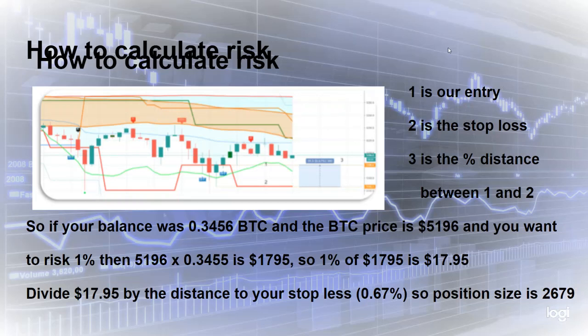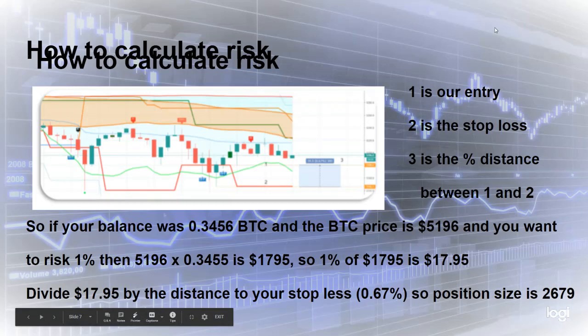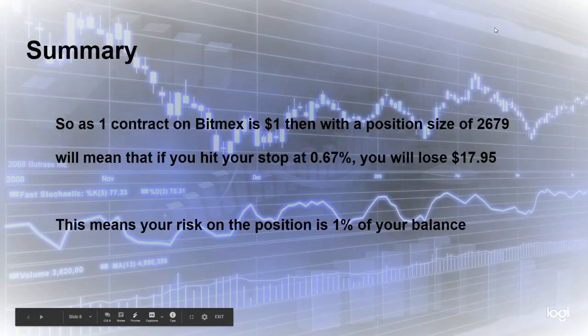So if you divide $17.95 by 0.0067, you get $2,679. That would be the contract size that you'll trade on Bitmex. One contract is $1, so $2,679 is the position size you will trade.